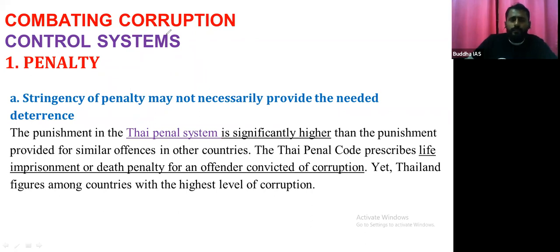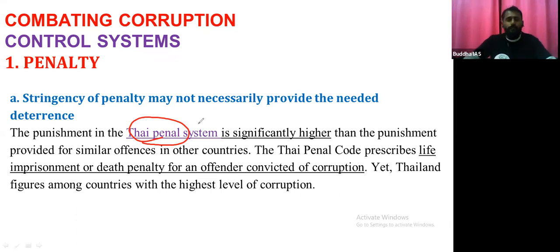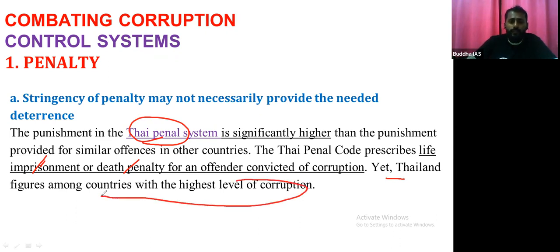Next, here one important thing that you have to internalize is control measure. In control measures, penalty in many cases, though it is very stringent, is not effective. The example you can take up is the Thai Penal Code, which has very high punishment for those involved in corruption, to the extent of life imprisonment or death penalty for an offense convicted of corruption. Yet, Thailand figures among the countries with the largest level of corruption. So this you can quote as an example. This has been quoted in the second ARC itself.